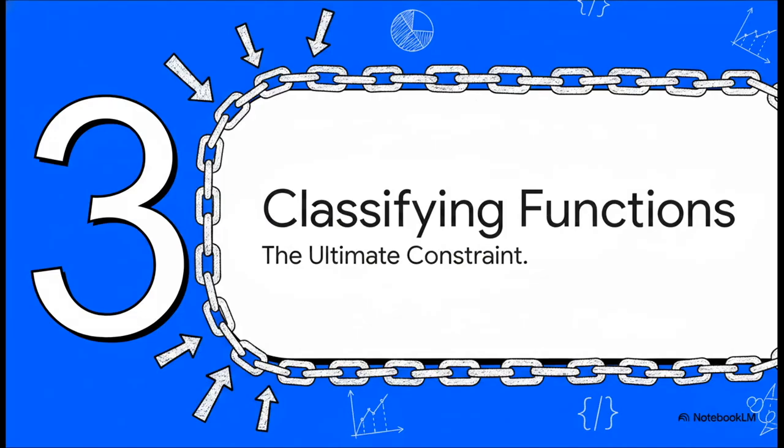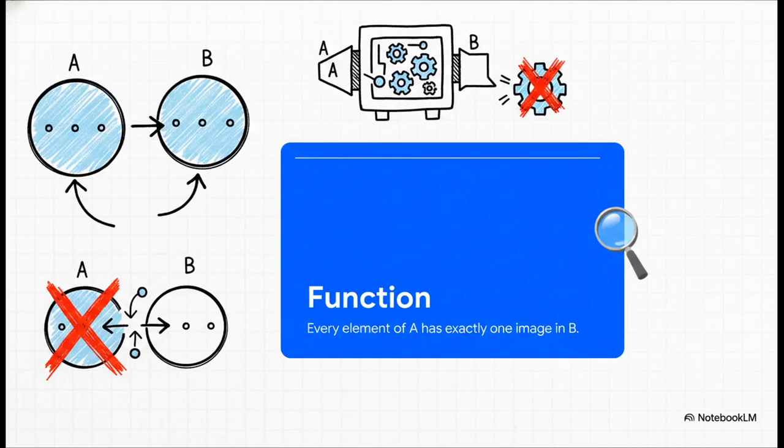All right, Section 3, classifying mathematical functions. We are adding the ultimate constraint now. Here's the big takeaway, the crucial point. A function is really just a relation, but it comes with a strict, non-negotiable rule.